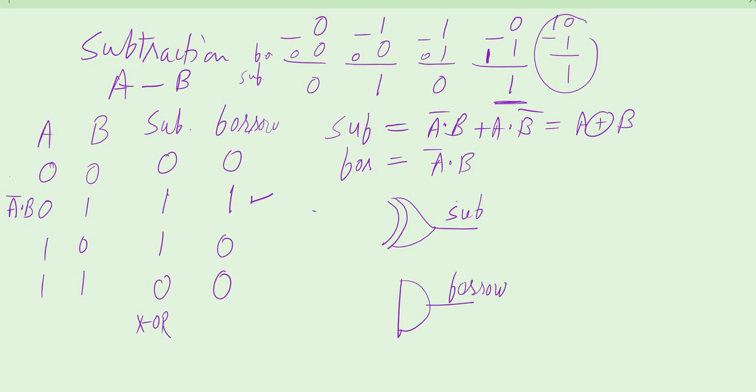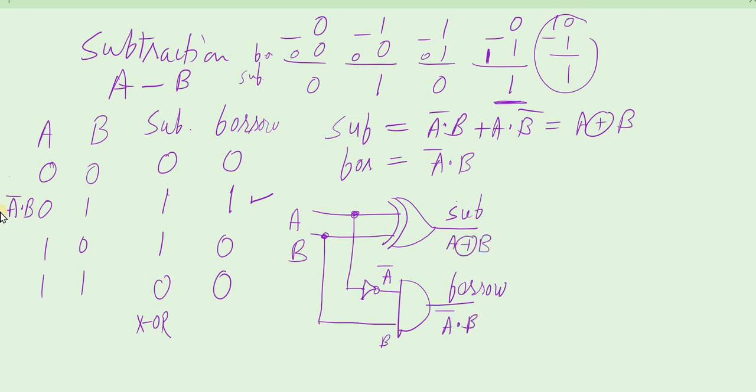This will have the input A and B. A and B are the inputs for generating subtraction. For borrow, the inputs are A bar and B. So B is taken as it is here, but A is taken through an inverter, so it will become A bar. So A bar and B will become A bar dot B, that is the borrow. And here A XOR B, that is the subtraction.